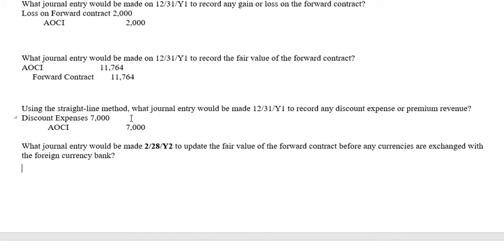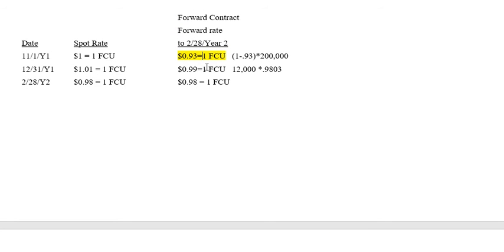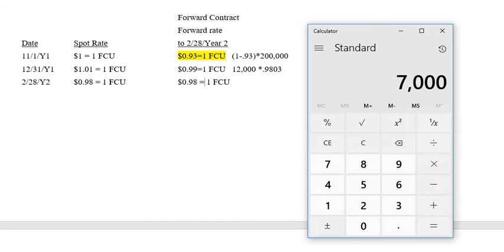What journal entry to be made on 2/28 year 2 to update the fair value of the forward contract, before any currencies are exchanged with the foreign currency bank? So to update it, I have a credit here, I have a credit in the forward contract. So what happened between here and here to give me my ending balance? 0.98 minus 0.93, times 200,000. 10,000. 10,000 is either going to be a debit or credit in my forward contract.